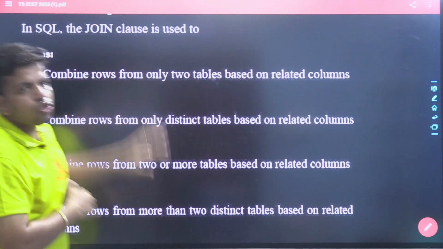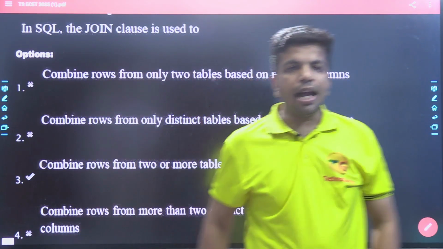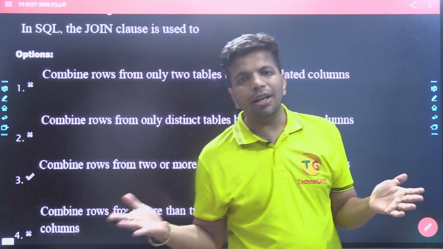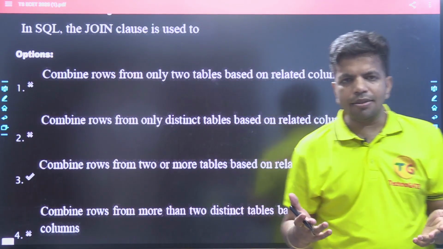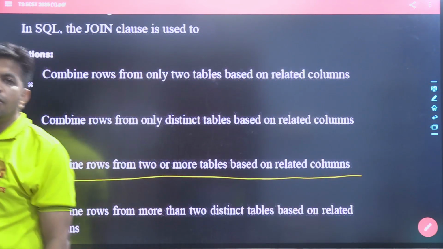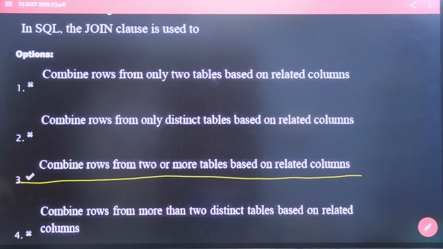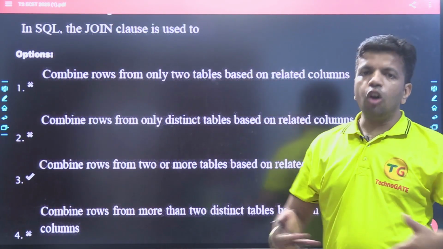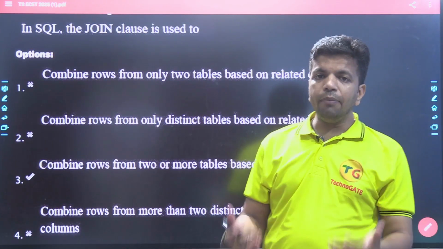Why are we using join in SQL? Can we say that simply, if you want to combine rows from two or more tables based on a certain related column, that's why we are using SQL join. If you want to find meaningful information from multiple tables and we want to relate multiple tables, we want to join multiple tables.